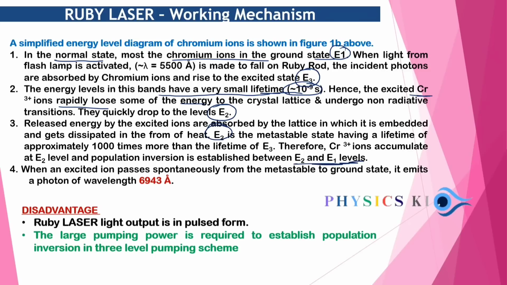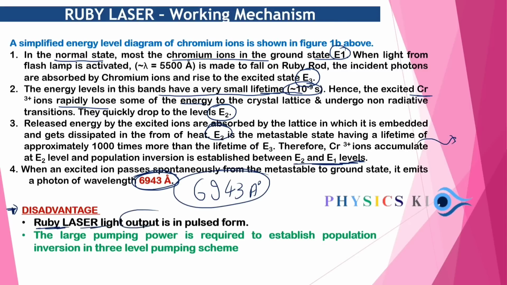During this process, whatever we get is your laser light, with a wavelength of 6943 angstrom. Very simple, right? So this is all about the working mechanism. Now write down the disadvantages. The main disadvantage is that the ruby laser is a pulsed laser, and the second disadvantage is that a large pumping power is required. These two are the disadvantages. If you are able to write these things, you will get 6 out of 6 marks in your end semester paper.